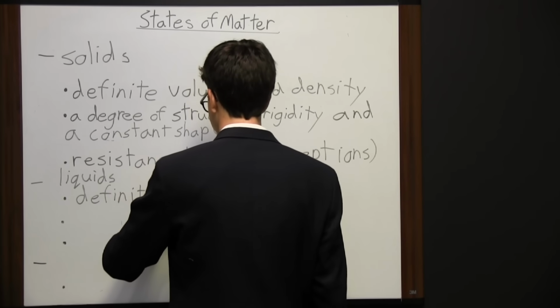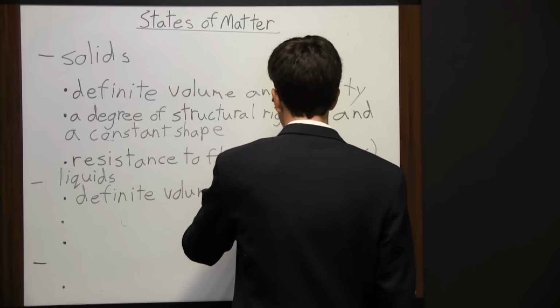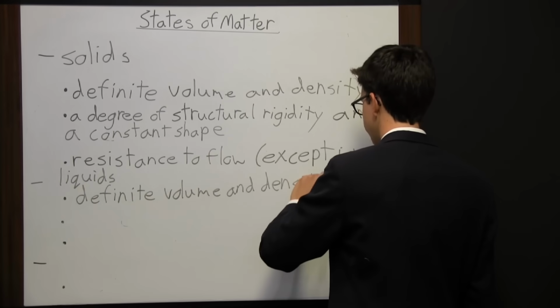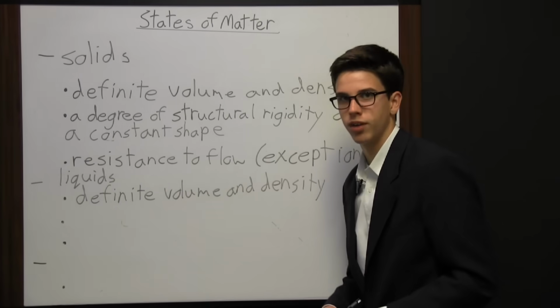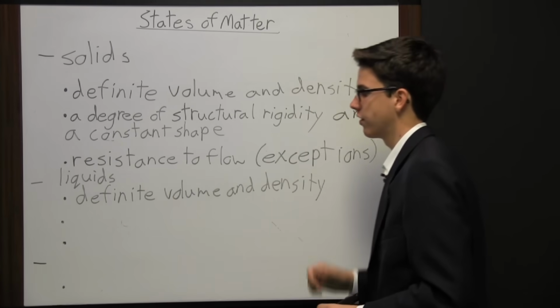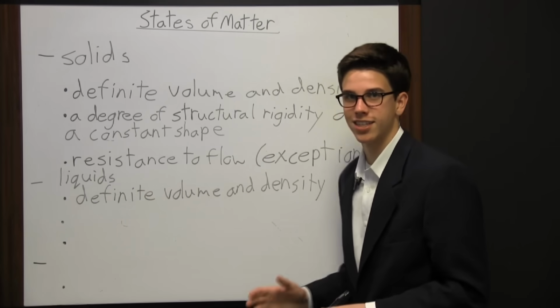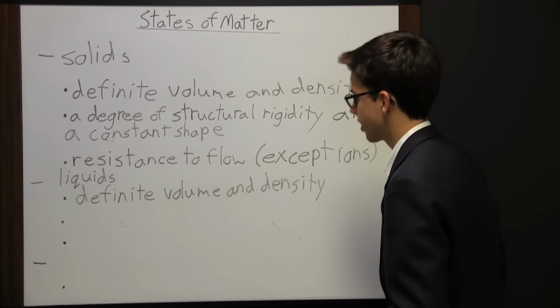Now, the second state of matter is the liquid, and like solids, at a particular temperature and pressure, it has a definite volume and density. So the reason I say at a certain temperature and pressure is because at a different temperature and a different pressure, this whiteboard may have a little bit of a different volume and a little bit of a different density. But as long as it stays at the same temperature and pressure, then the volume and density are going to stay the same.